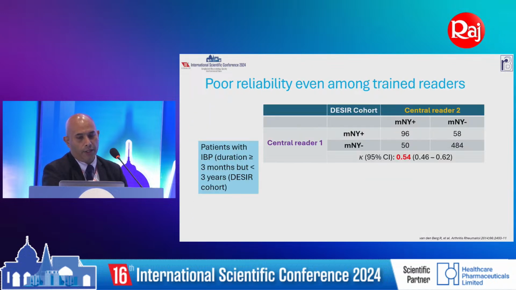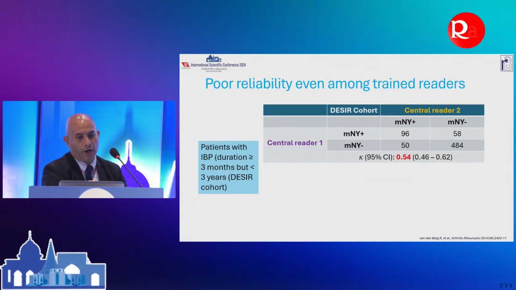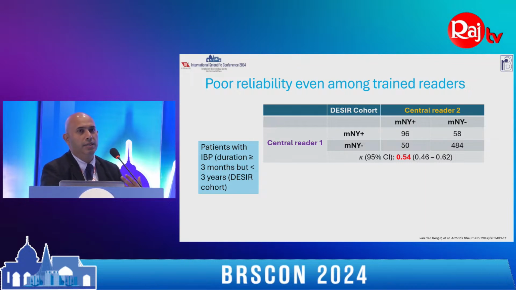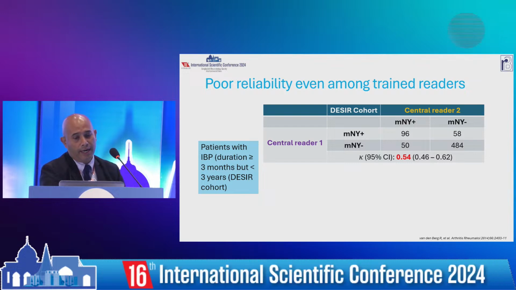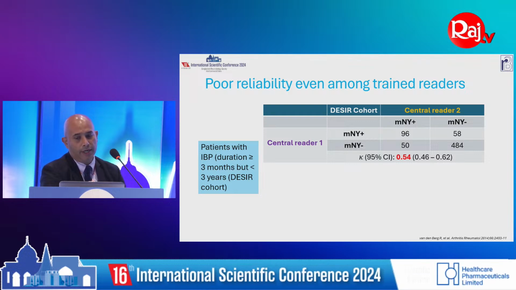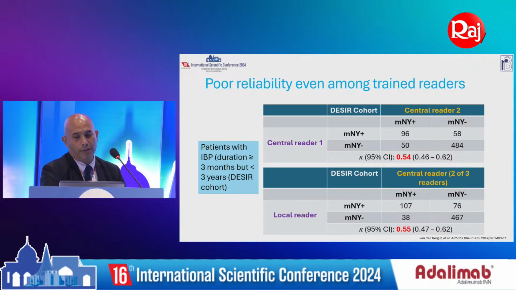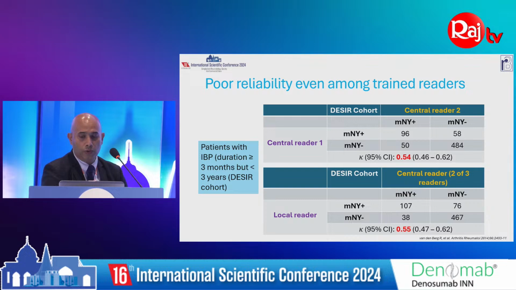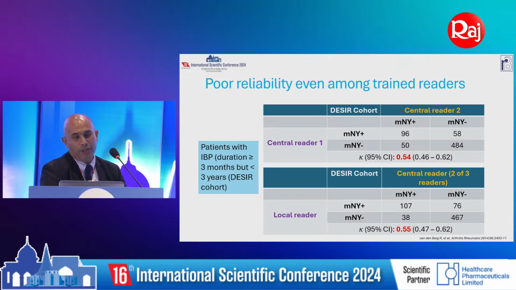So that's the problem with radiography. And if you look at the inter-rater reliability between trained readers, it's pretty poor. This is again data from the Desir cohort, in which central reader 1 and central reader 2 had just about 0.54 kappa for lesions of axSpA. And same thing with a local reader and central reader 2 or 3, it was pretty poor.